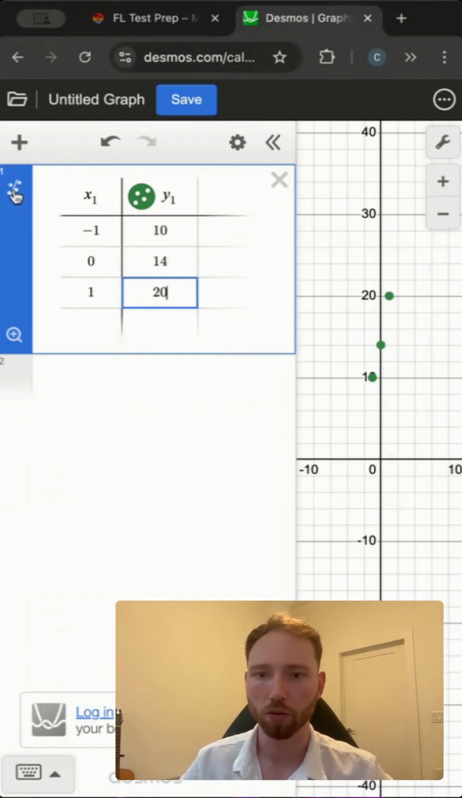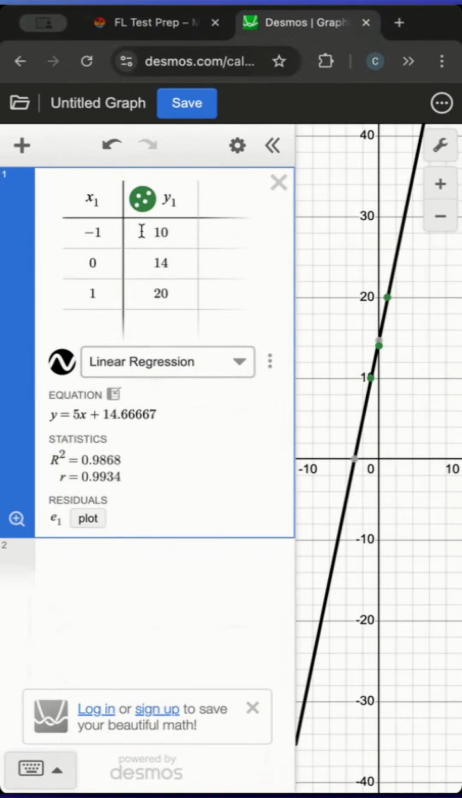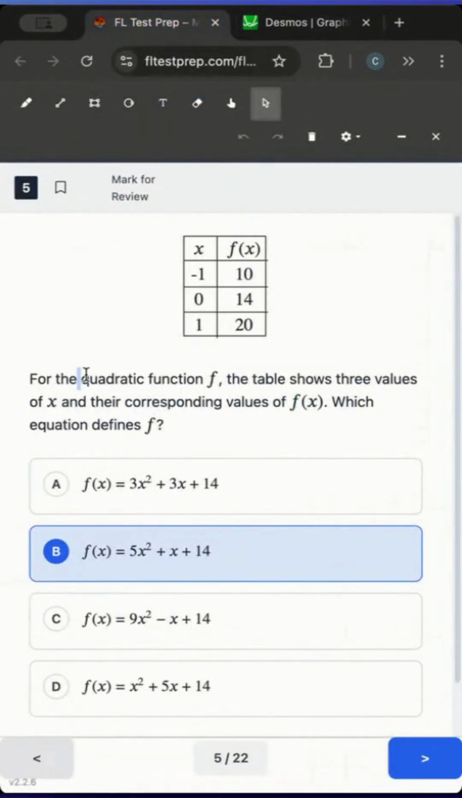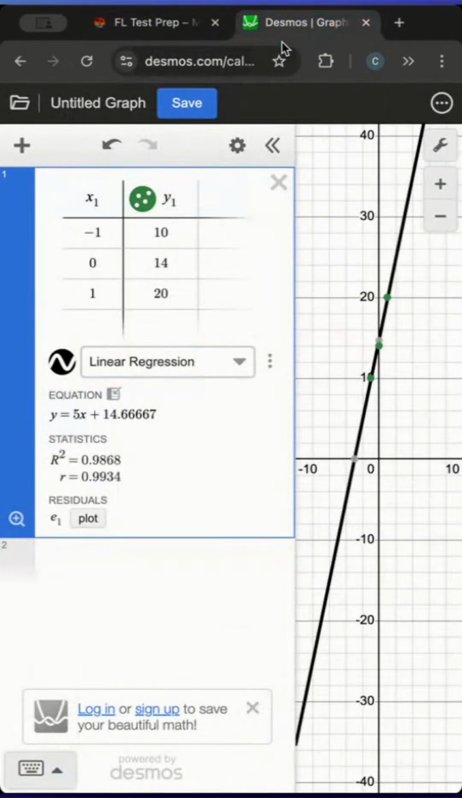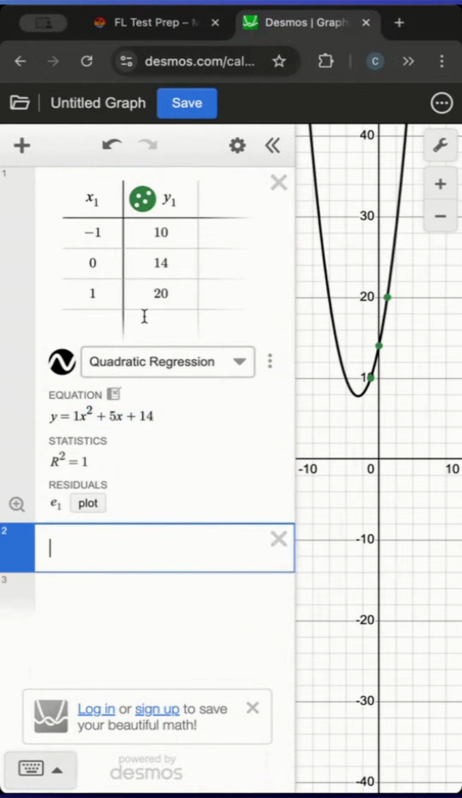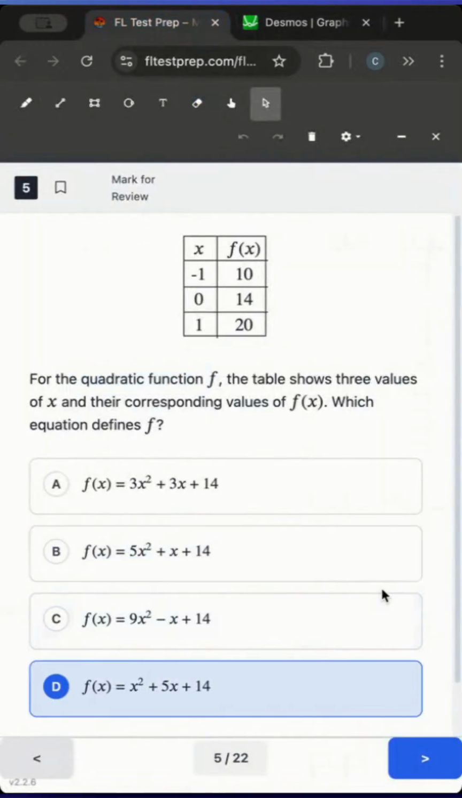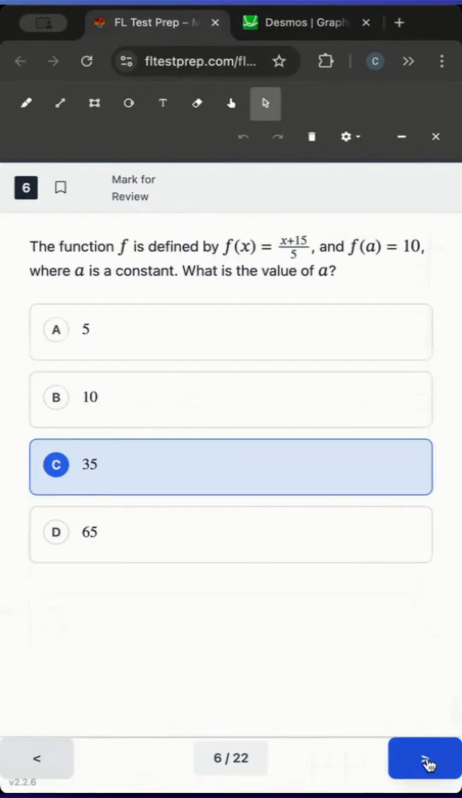And then you want to hover over this line, add regression. And this gives me a linear regression. But remember, it tells me that this is a quadratic function. So what you want to do is actually switch this over to quadratic regression, and it'll build your line for you. I know it's going to be x squared plus 5x plus 14 is going to be the correct quadratic for these points. So that matches with D again as the correct answer for this question.